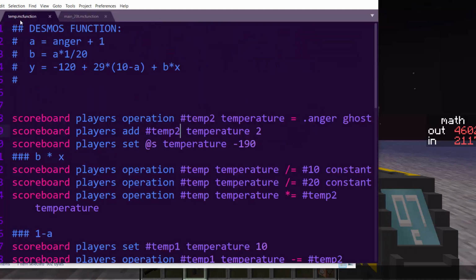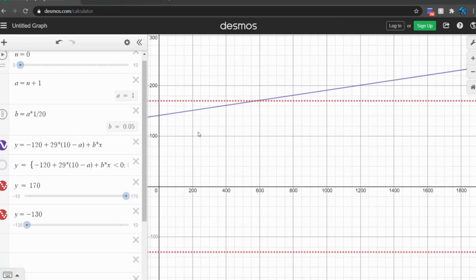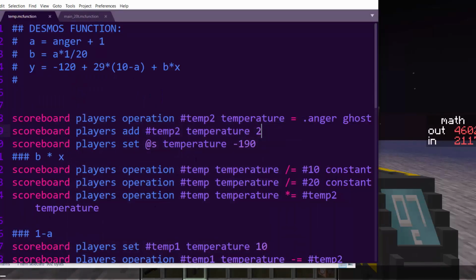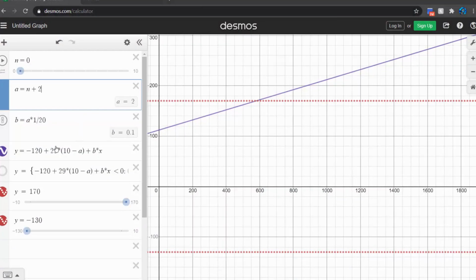And then we have the temperature function. The temperature function takes the anger of the ghost and adds 2 to it, because I figured that the way this equation came out did not look perfect. I think it adds 2. It was like, when the anger was 0, you really couldn't get enough fluctuation to determine that it was any different. And then I basically implemented this function up here into the way that Minecraft works. So it works a bit differently than just plugging in these variables.